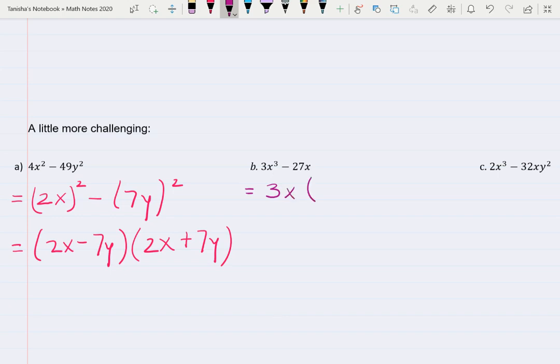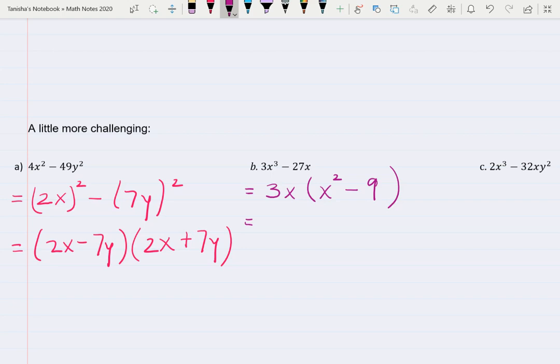What's left in our first term? We divide out the 3, we divide out one of the x's, we're going to be left with an x squared. And then in the second term, we divide out the 3x, that's going to leave us with a -9. Okay. Are we finished? Well, when you are factoring, we want to make sure that we factor fully, which means that all of the factors that we get after our first factoring step should not be able to be factored again. If you can't factor your factors, then that means that your factored form is completely factored.